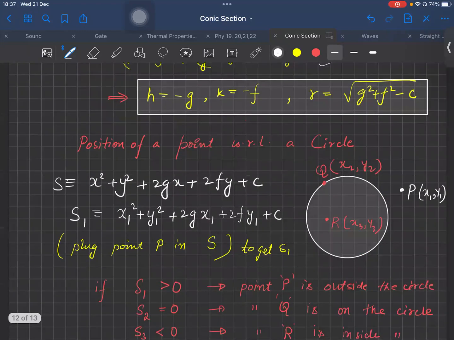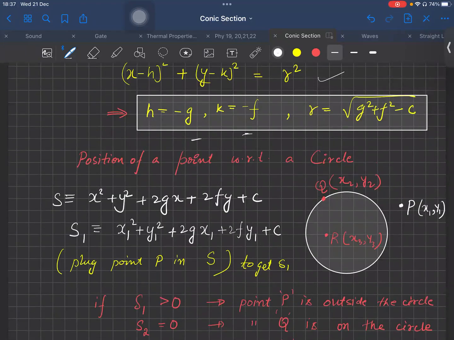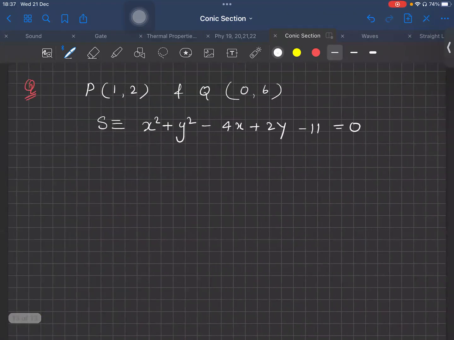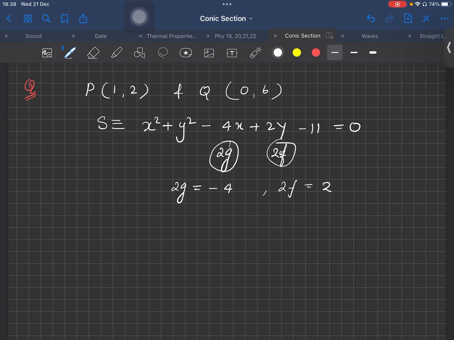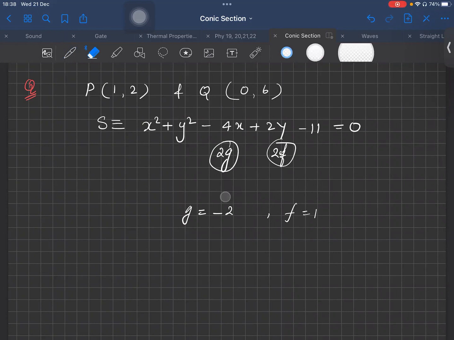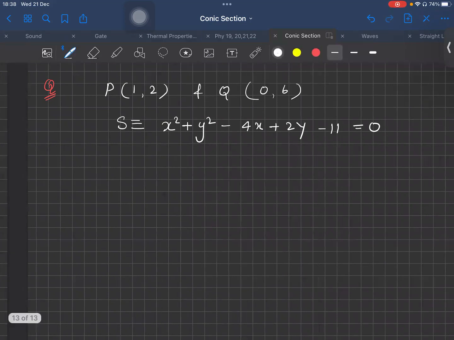See, 2g is the coefficient of x and 2f is the coefficient of y. That means 2g is equal to -4 and 2f is equal to 2 here. So g will be equal to -4 by 2, that means -2, and f will be equal to 1. Understood? Yes, sir. So here you don't even have to find f and g, these are just coefficients.